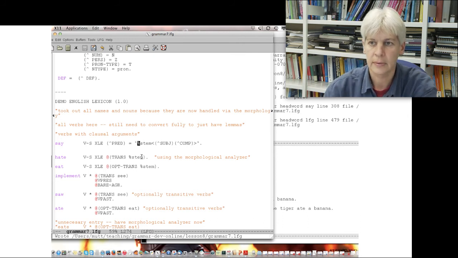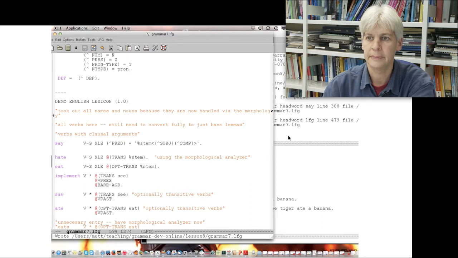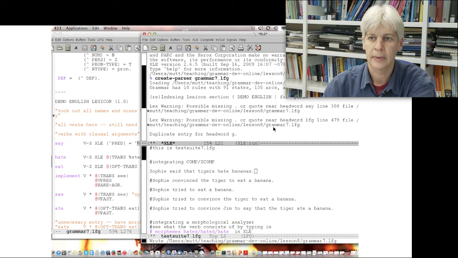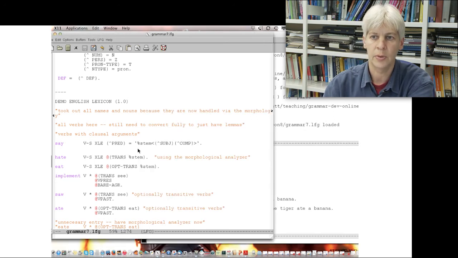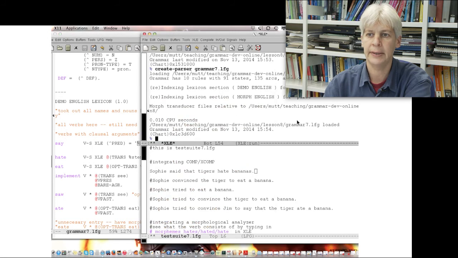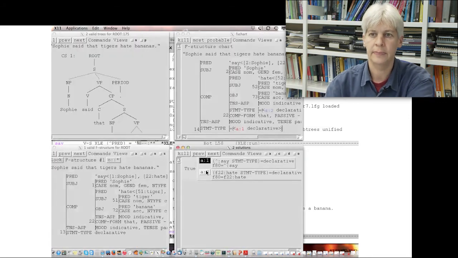Try that, whether it likes that better. Okay, so I had a wrong quote over here. I used the wrong kind of single quote. It got upset about that, so I fixed that. And now it seems to be loading quite nicely. So let's see if it can parse this yet, or if there's something else we need to do.